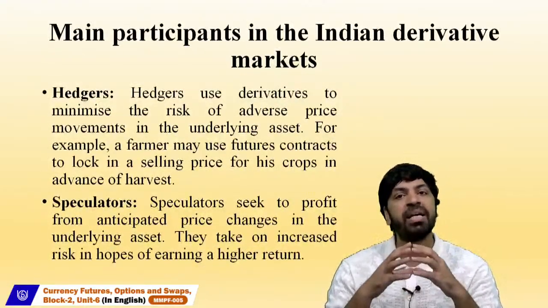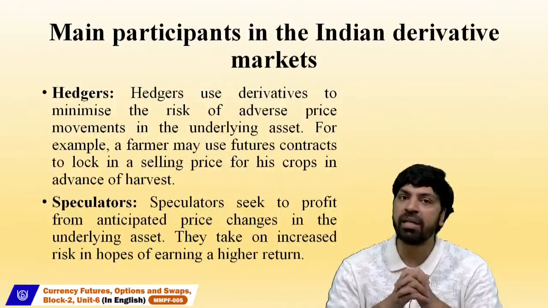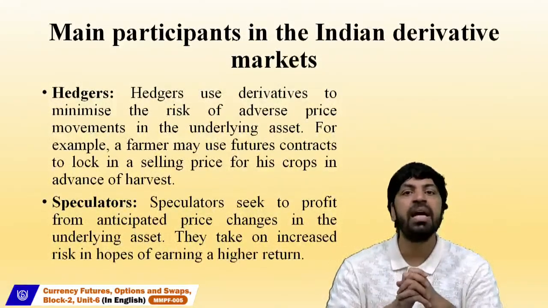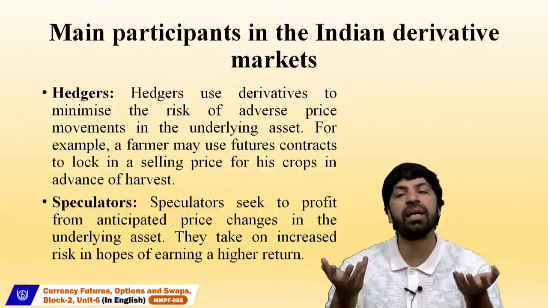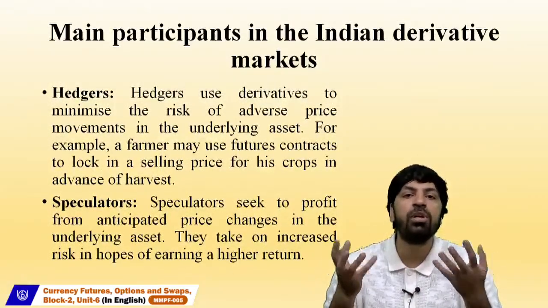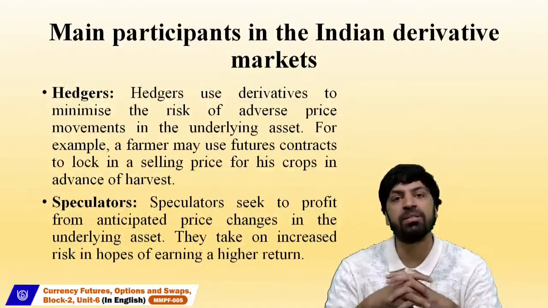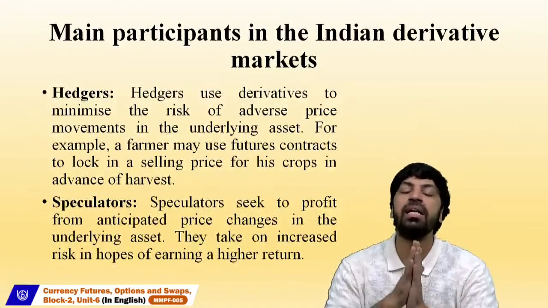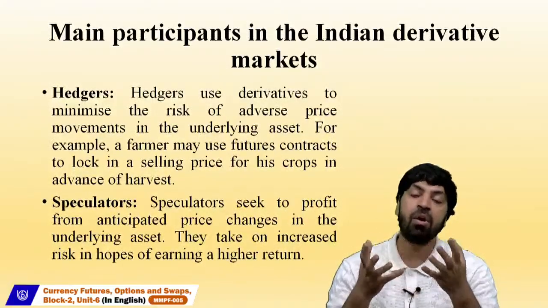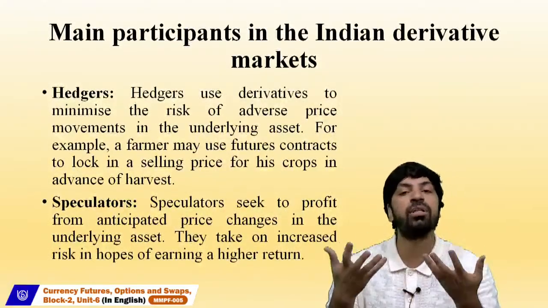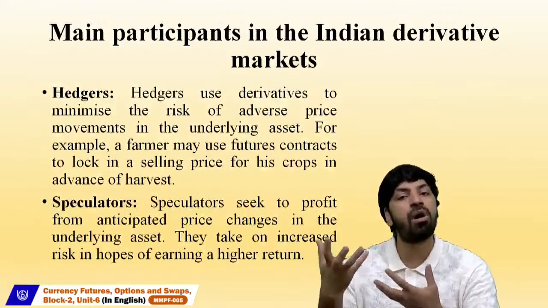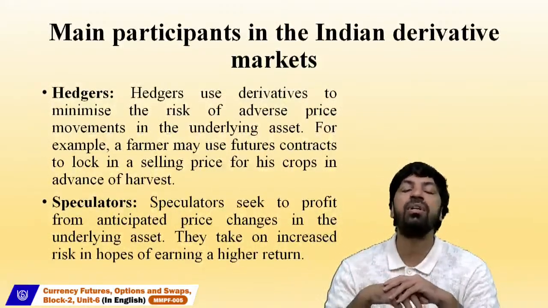Main participants in the Indian derivative markets, the first one is hedgers. Hedgers are one of the tools to minimize the risk of adverse price movements or fluctuations in the underlying asset. Let's talk about shares or stock futures as well. So let's take an example.